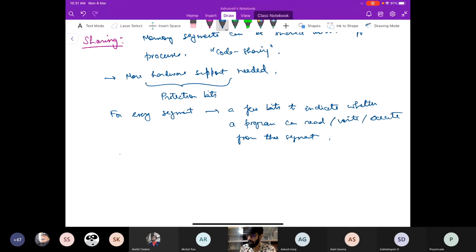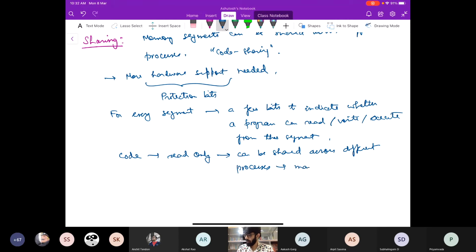For example, we can set the code to read only, and then it can be shared across different processes. And it will still maintain the isolation. Why? Because the process cannot change the code. So isolation is there, and the illusion of the memory space is still maintained.